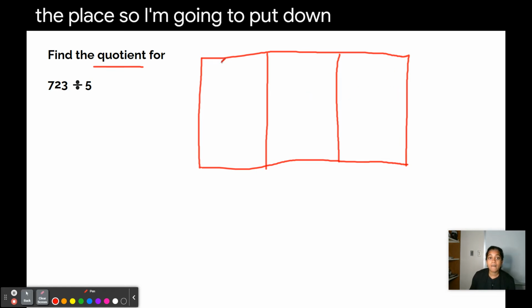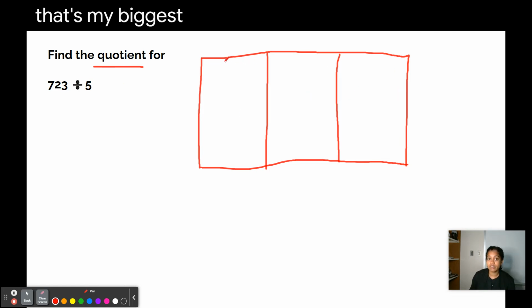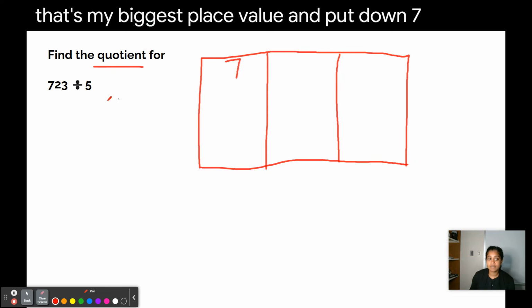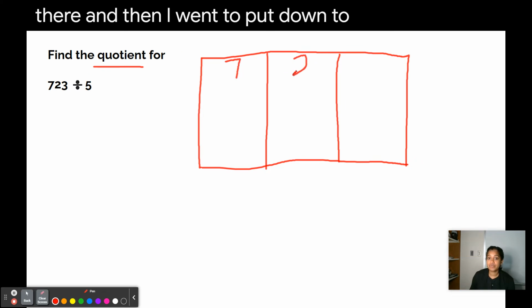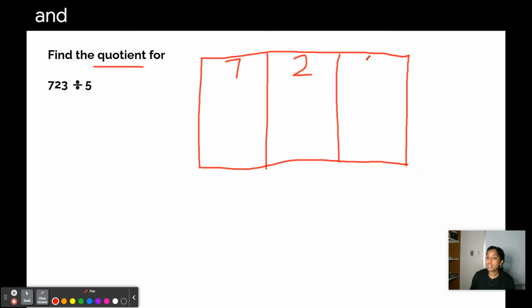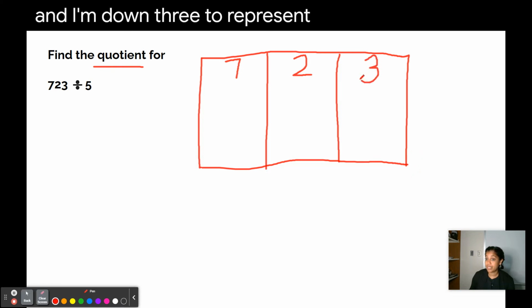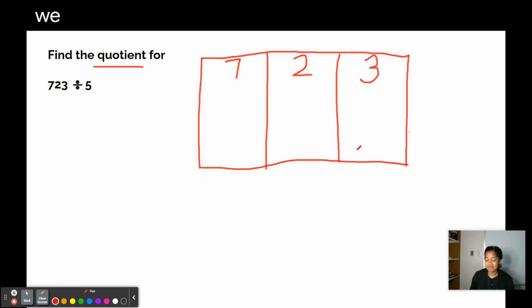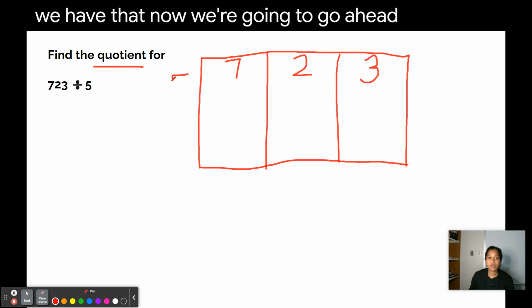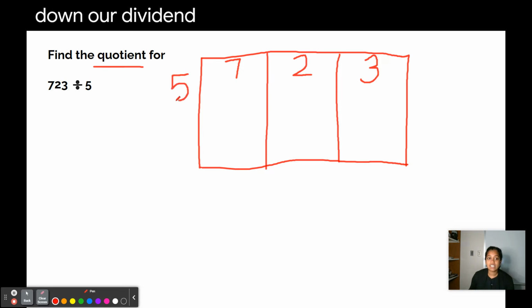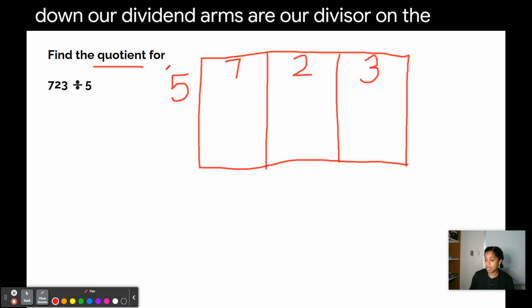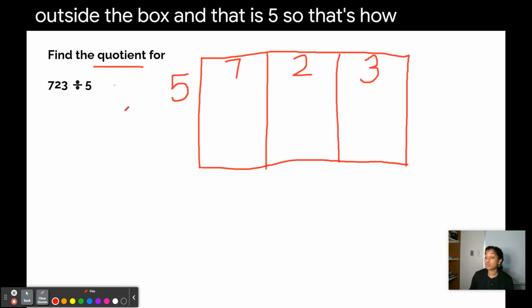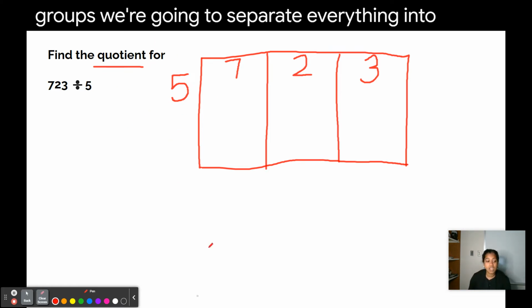Now I'm going to take each of my digits and put them into the place. I'm going to put down my hundreds first, because that's my biggest place value, and put down 7 over there. And then I'm going to put down 2 to represent 20, and then put down 3 to represent 3. Okay, so we have that. Now we're going to put down our divisor on the outside of the box, and that is 5. So that's how many groups we're going to separate everything into.